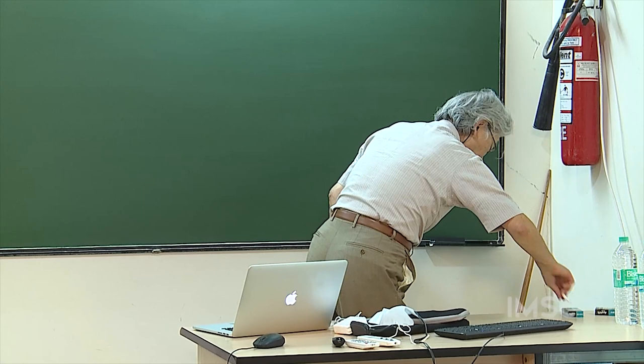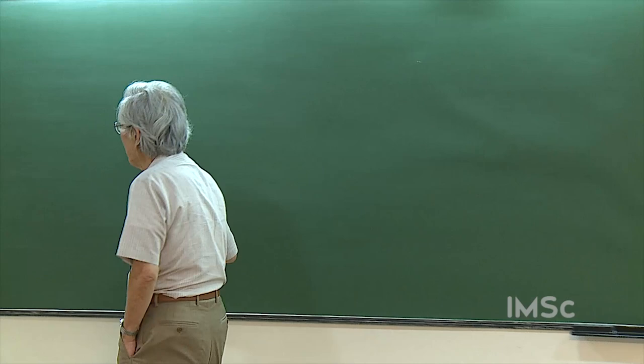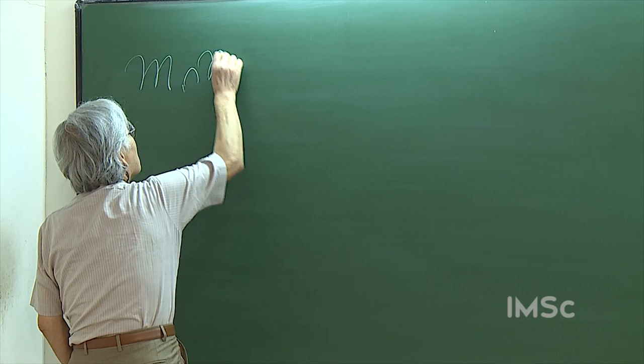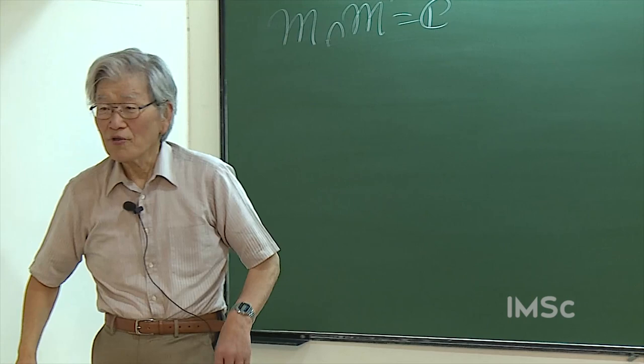Okay, and factor means M prime, the algebra of all operators commuting with M, is self-adjoint.